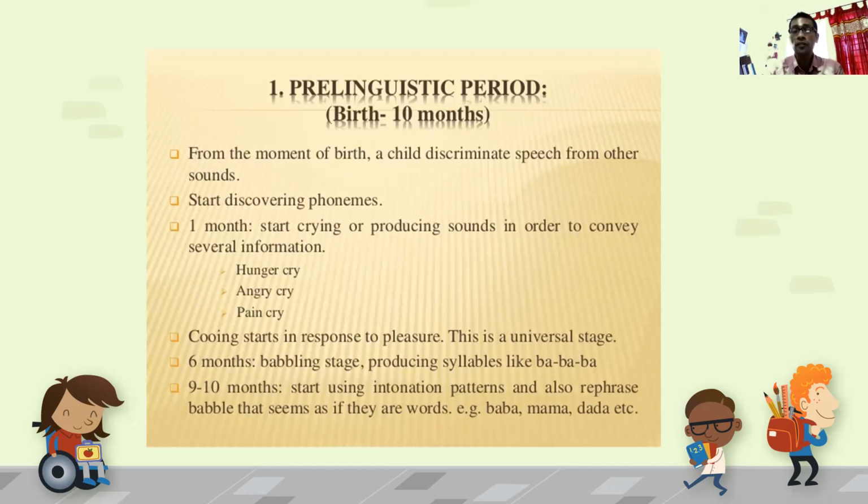This is a universal stage. At 6 months, the babbling stage, producing syllables like ba, ba, ba. They start producing syllables. And from 9 to 10 months, they start using intonation patterns, and also repeat babbles that seem as if they are words, for example, baba, mama, dada, etc. The words which they pronounce quite easily. So this is the pre-linguistic period, which is the first stage of child language development. Okay, dear students, let's go to the next slide.